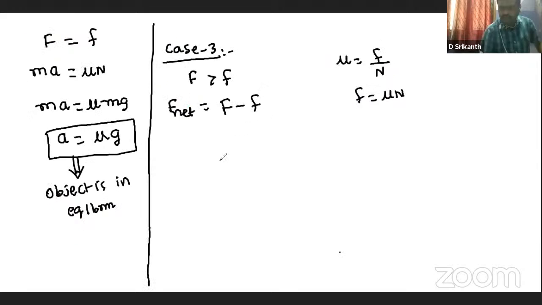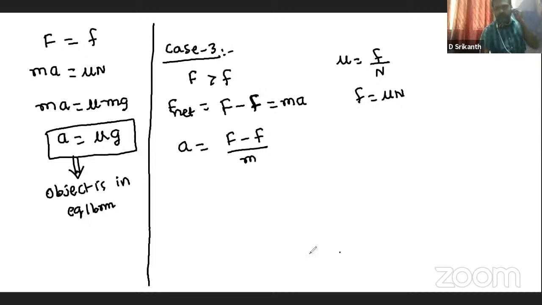According to Newton's second law, net force is equal to ma, so acceleration of the block I can find as F minus small f by m, where here the small f is the frictional force acting on the block when the block is in motion. The frictional force acting on the object when the block is in motion can be called kinetic friction.